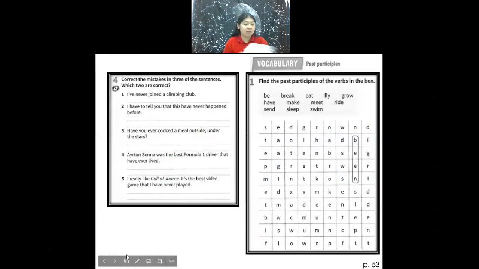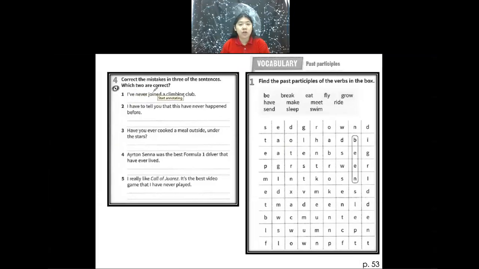Okay, here, let's look at the correcting the mistakes. Correct the mistakes in 3 of these sentences, which 2 are correct. So let's watch out for usage of ever and never, and also the past participles in present perfect tense, okay? Let's look at this one. First one, I've never joined a climbing club. You have I and then have never joined a climbing club. So looks like all the tenses and all the words are there. So this one has no problem. Should we tick? All right. So this is no problem.